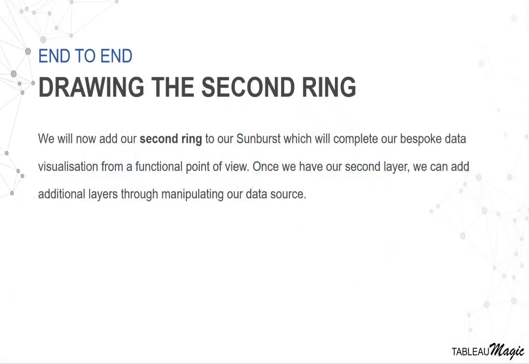We have added our second ring to our Sunburst, and we have completed this bespoke data visualization from a functional point of view. We went all the way from looking at the design, breaking it down, building the individual segments, building the first layer. Now we have built the second layer, and now we just need to add the finishing touches, which is the cosmetics, and we will cover that in the next video. So look forward to seeing you then.